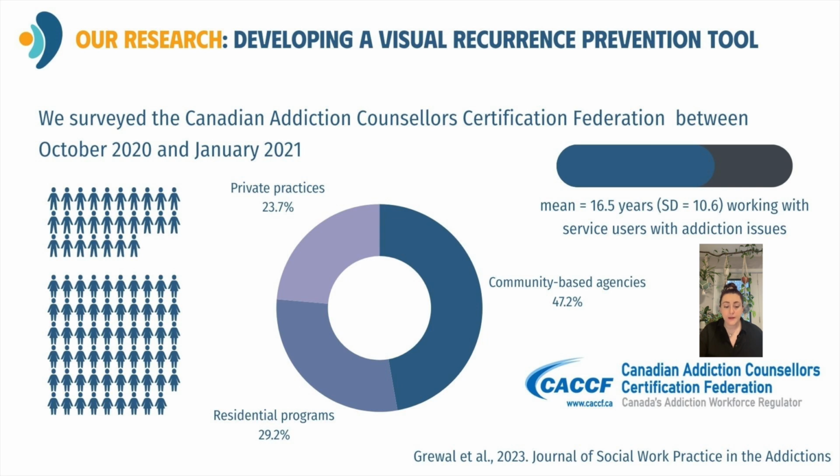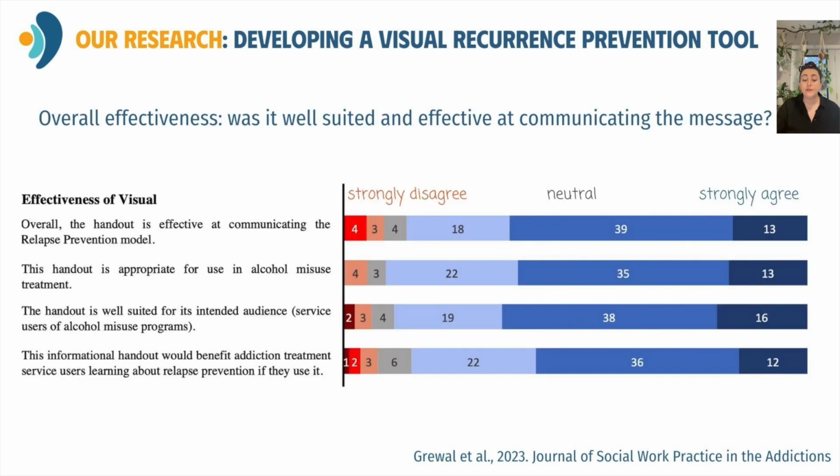And so when we were putting together these questions, we wanted to think about the main components of our visual communication, break them down into different sections, and ask specific questions to get feedback on those sections. The first thing we wanted to look at was overall effectiveness.